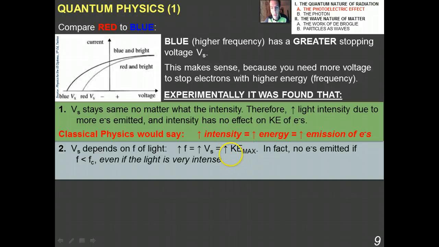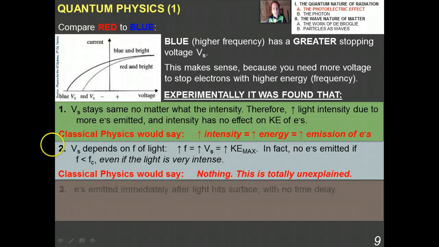And more energy basically means more kinetic energy. In fact, no electrons are emitted if the frequency is below what's called the critical frequency or the threshold frequency, even if the light is very intense. Classical physics has absolutely no explanation for this. This was totally unexplained. Very, very strange stuff.